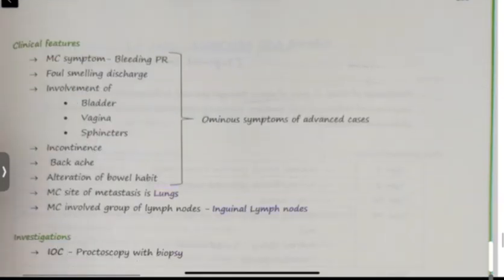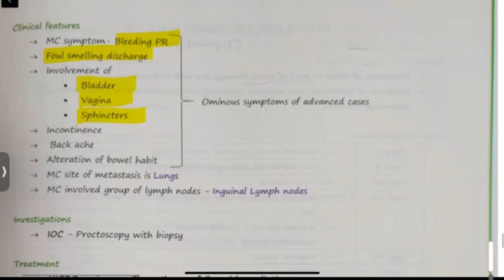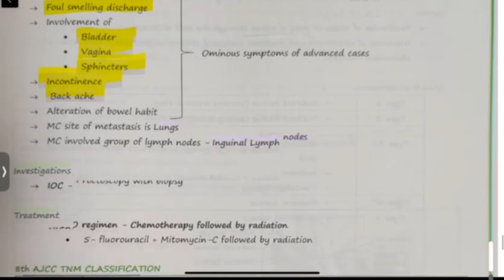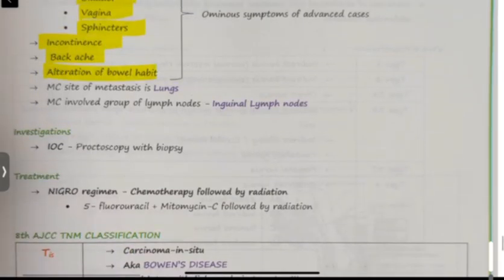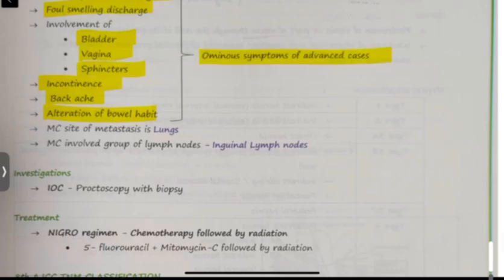Okay, so what are the clinical features in case of CA anal canal? The most common symptom is again bleeding per rectum. Other than that, foul smelling discharge can be there. There can be involvement of the bladder, vagina and the sphincters, which I just now described. Because of this, if the sphincters are involved, there can be incontinence. Other than that, backache because of the same old reasons, nerve involvement. Alteration of the bowel habit can be seen. So these are the ominous symptoms of advanced cases.